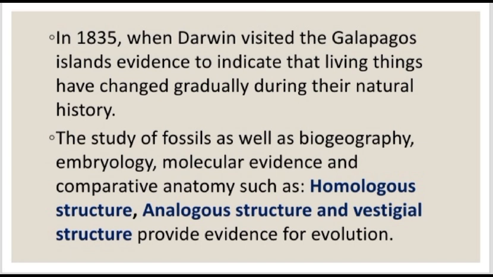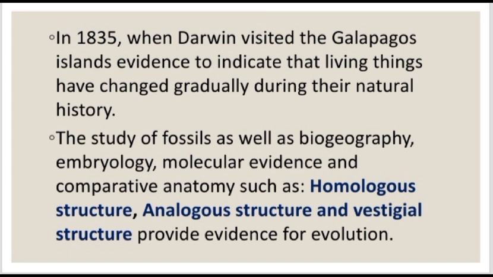So first, the homologous structures. These are body parts with the same origin but may have different functions. So, for example, a human arm and a bat wing. They have the same origin but they have different functions. As we know, the human arm is used for grabbing things or picking things, but bat wings are used for flying or hugging themselves when they're asleep.